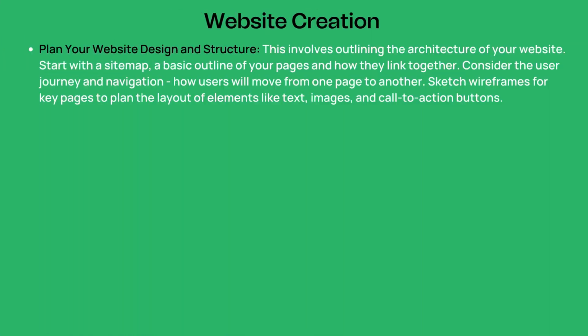Next would be to plan your website design and structure. This involves outlining the architecture of your website. The best thing to do is start with a sitemap. Make sure you have a basic understanding and outline of your pages and how they link together. Consider the user journey and navigation: how users will move from one page to another, and what sort of link will link this. Those are all very, very important.